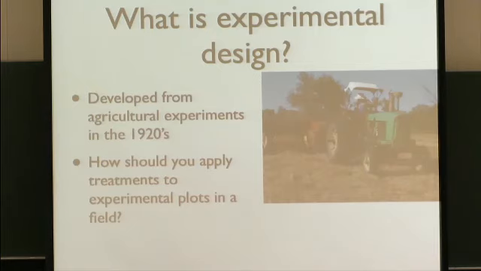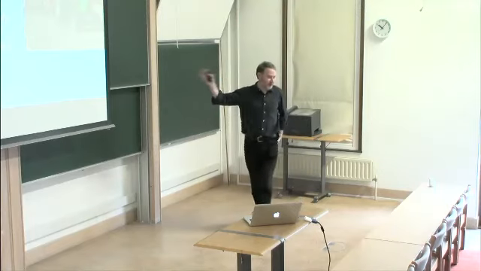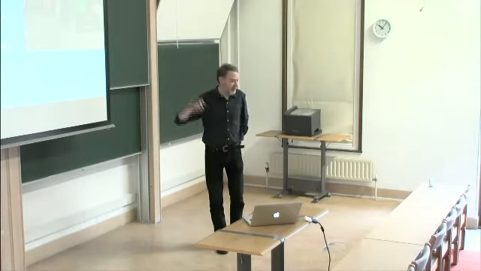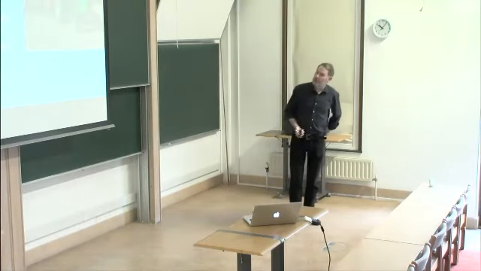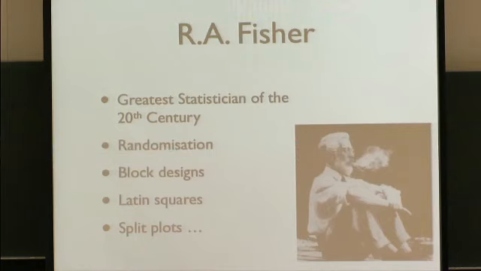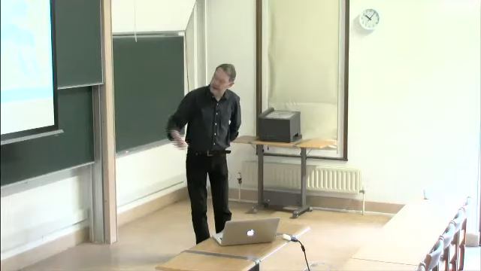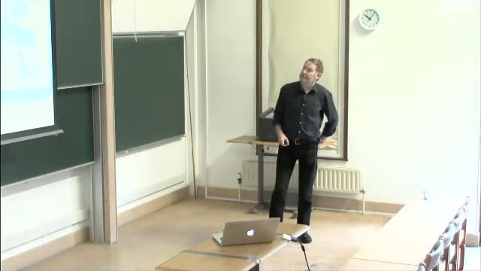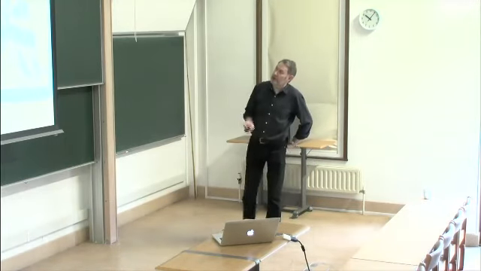And sometimes the terminology from agricultural experiments is taken into experimental design. So people will talk about treatments and plots even though they might mean climate models and different solar forcing or whatever. Experimental design owes an awful lot to R.A. Fisher, who's probably the greatest statistician of the 20th century. And he came up with ideas like randomization, block designs, Latin squares, split plots, and lots of other extremely complicated stuff. And he will reappear.